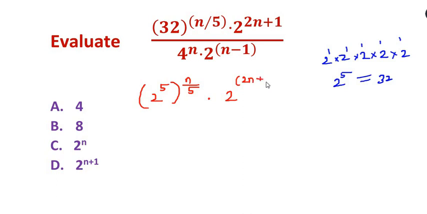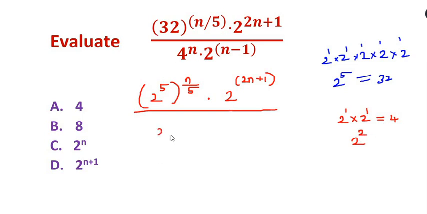I'll keep this second term the same, divided by, now 4 is nothing but 2 times 2 gives us 4. So 2 has to be multiplied 2 times with itself. So in terms of indices we can write it as 2 square is 4. So in place of 4 I can write it as 2 square to the power of n times 2 to the power of n minus 1.